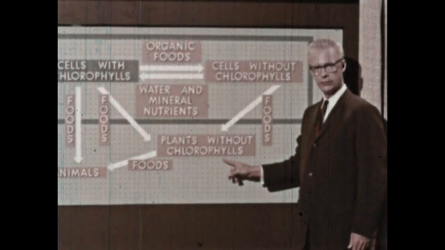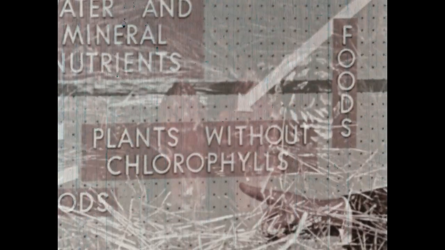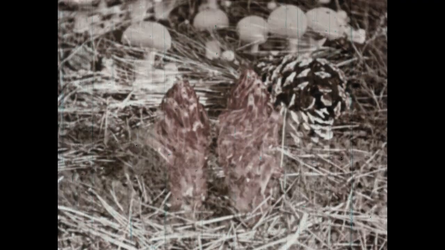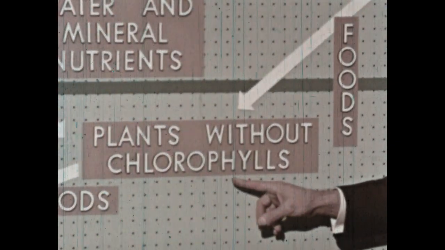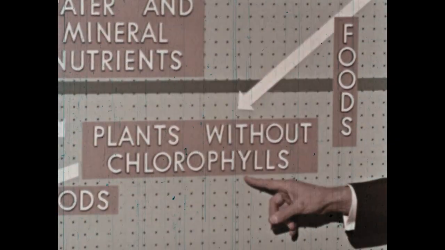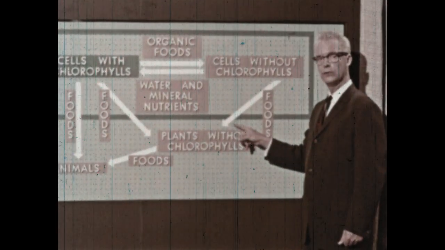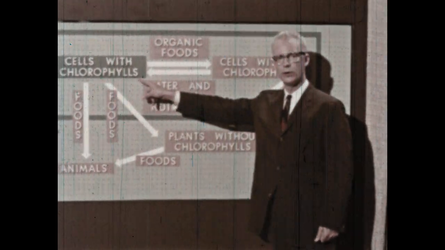There are plants that have no chlorophyll at all. Some of them include seed plants that are colorless, or some, as in the fungi, that may be either colorless or perhaps have other pigments that are not chlorophyll. But these organisms must get all of their organic foods from the green plant, either the cells without or with chlorophyll. This is the basic source.